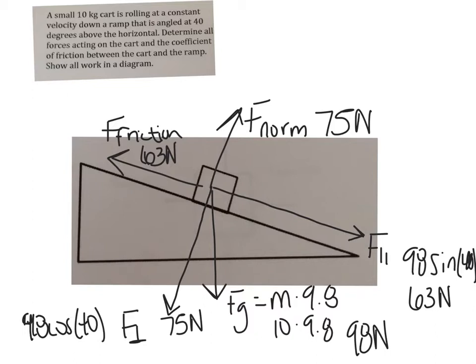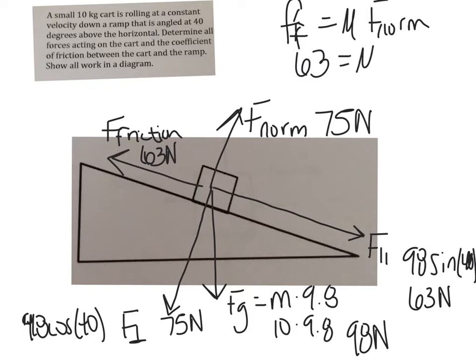Right. The last thing in this question that I'm asking you to find is the coefficient of friction. So you're going to use your friction formula, that is your friction force equals your coefficient, which is mu, times your normal force. So you're going to basically plug in 63, the coefficient, which you're solving for, and then 75. So 63 divided by 75 would give you your coefficient, which is going to equal 0.84.